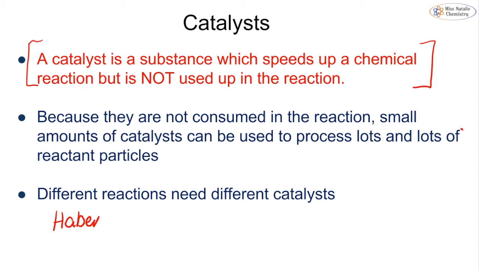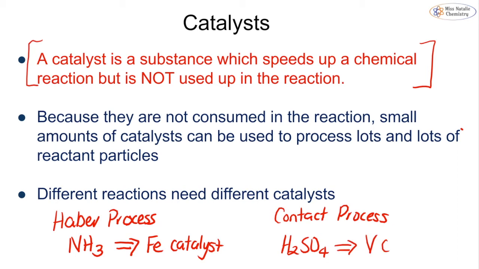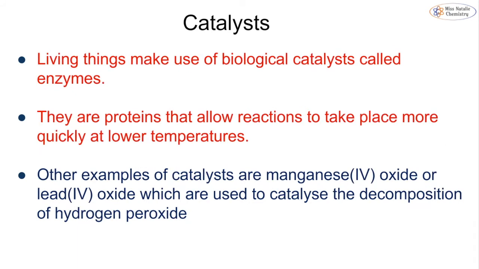For example, the Haber process to make ammonia uses an iron catalyst, whereas the contact process, which makes sulfuric acid, uses a vanadium catalyst. Now, you're not expected to know these, they're just some examples to show that different reactions need different catalysts. Now, living things also make use of biological catalysts, and we call these enzymes.